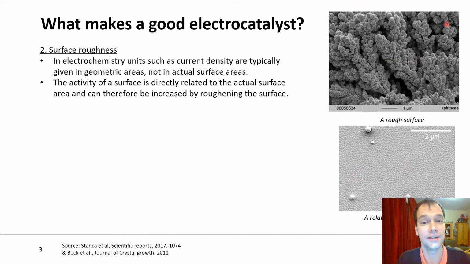So this material, at least if the electrocatalytic properties would be the same, for example, if this would be platinum and that would also be platinum, then this one would have a much higher exchange current density, just because we list the exchange current density based on the geometric area. So it also means that the simple strategy to improve your electrocatalyst is just by increasing the surface area.